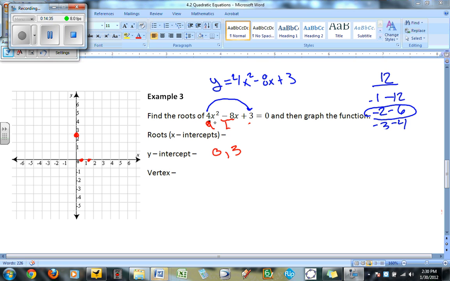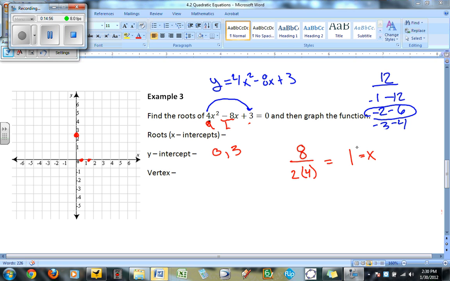We talked about that in our notes. The vertex is going to be where we want to find its line of symmetry. So our line of symmetry is negative b, so a positive 8 all over 2a, which is 2 times 4. And that is 1. So our vertex is going to be at its x value 1.